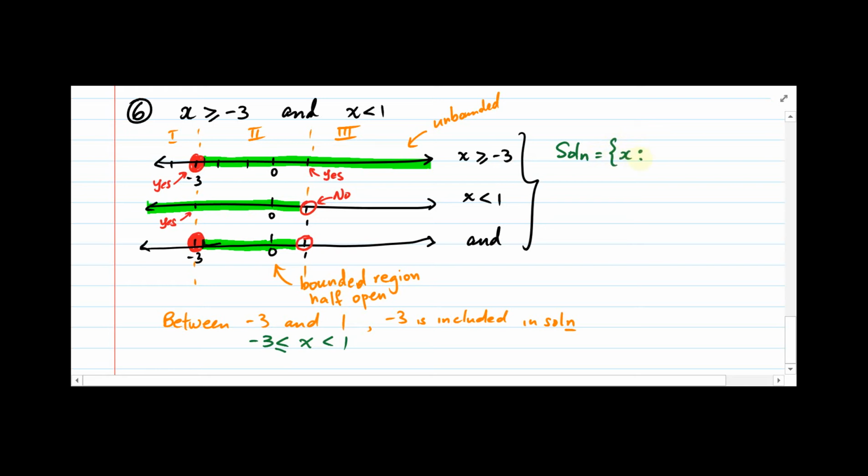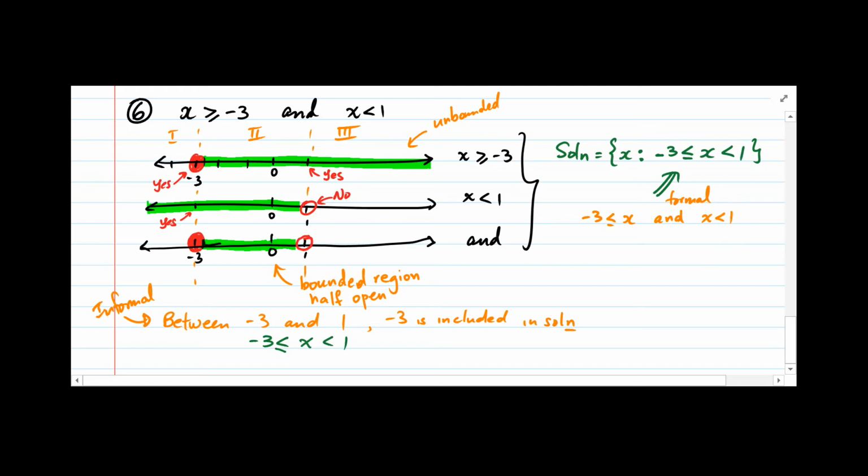So this would be written in set builder notation, a set of x's such that -3 is less than or equal to x is less than 1. Formally, so maybe I should indicate that this is an informal way of speaking. The formal way of saying this is exactly how the question is written. Let me just break it up a bit. What we have here is -3 is less than x, and at the same time x is less than 1.